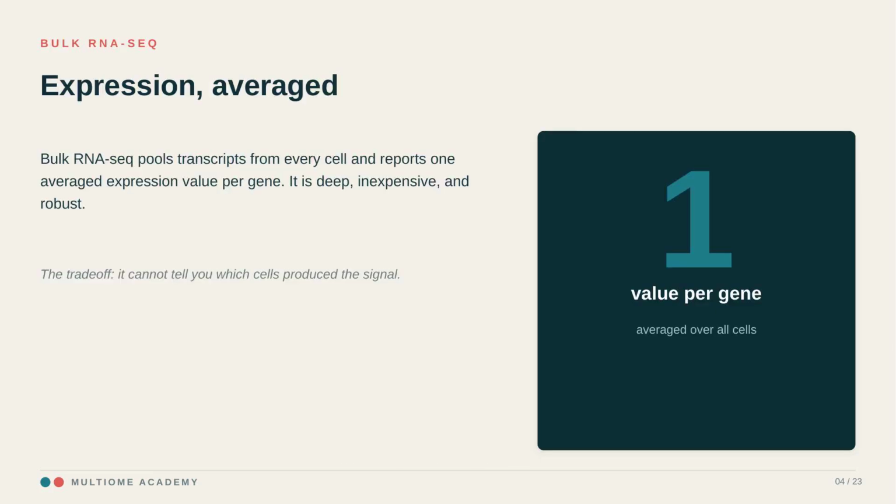Let's begin with bulk RNA sequencing. It pulls transcripts from every cell in the sample and reports one averaged expression value per gene. It's cheap, inexpensive, and very robust. The trade-off is that it cannot tell you which cells produced the signal. That single averaged number can hide very different underlying biology.